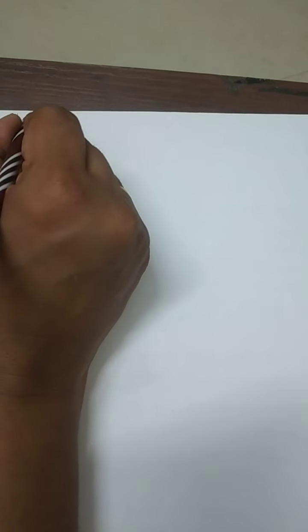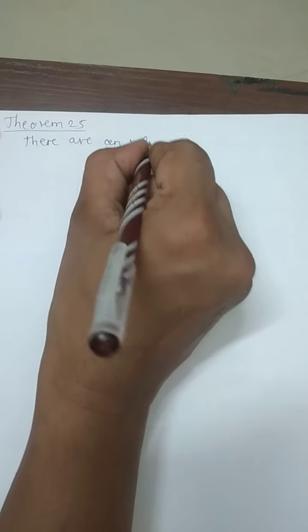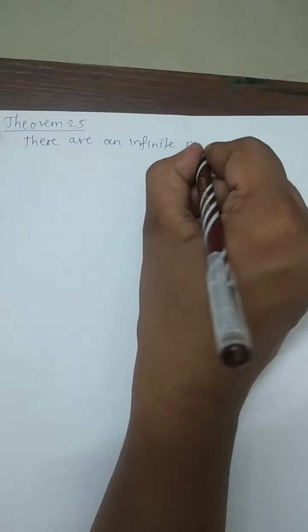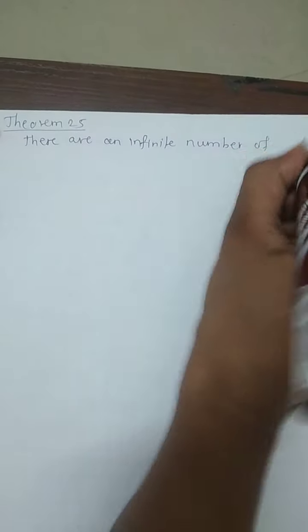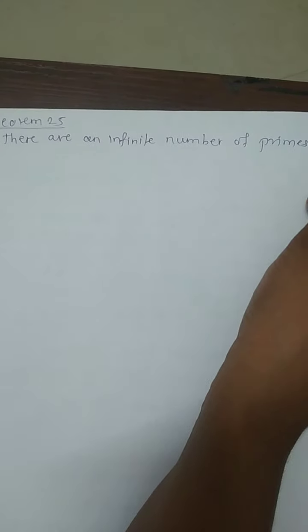Now see theorem number 25 on page 44 of chapter 1, theory of divisibility, number theory. Yes, number theory, page 44. Theorem 25. What is the statement of the theorem? There are an infinite number of primes. Yes, there are an infinite number of primes. This is what we have to prove.